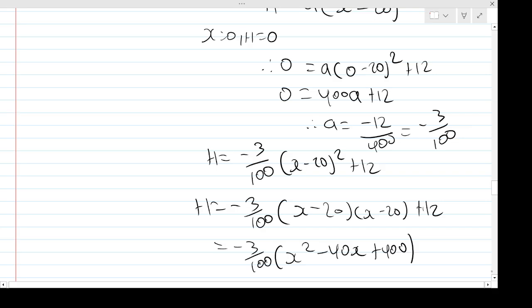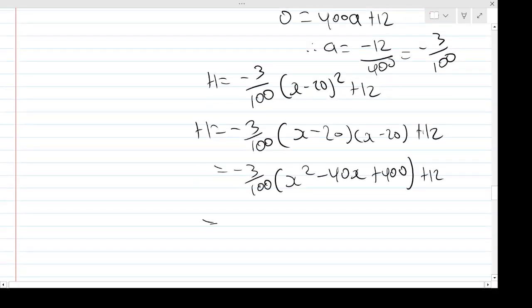Add 400 plus 12. Then I can expand this out, so I'm going to get minus 3 over 100x squared. Minus 3 over 100 times minus 40 is 6 over 5. And then 400 times minus 3 over 100 is going to be minus 12. Add 12. Well, they cancel, right?